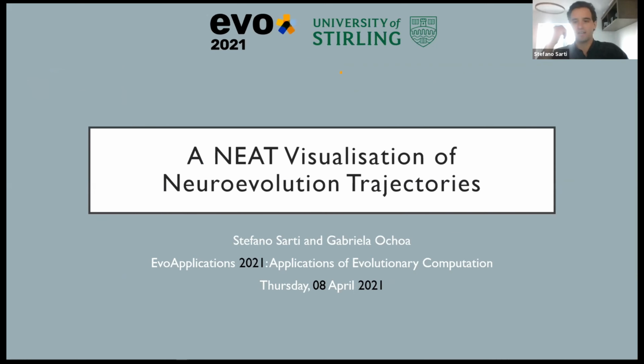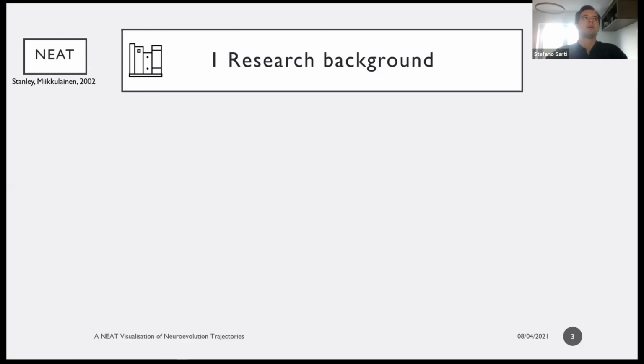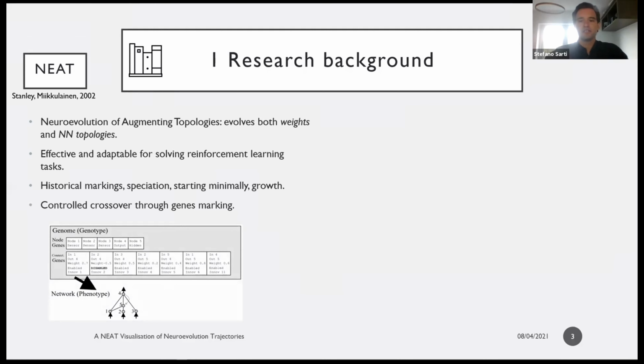It's with great pleasure that today I will discuss the research that was conducted in collaboration with Professor Gabriela Ochoa. The title of this research is A NEAT Visualization of Neuroevolution Trajectories. This research brings together two main techniques. The first one being NEAT, which stands for Neuroevolution of Augmenting Topologies.